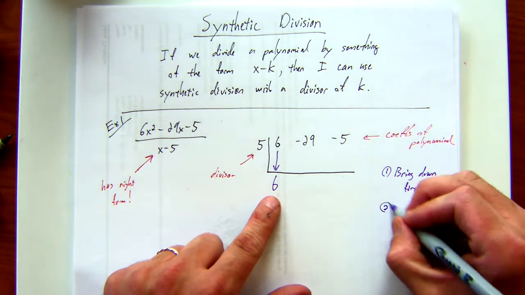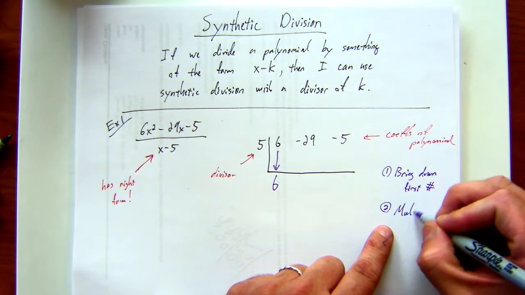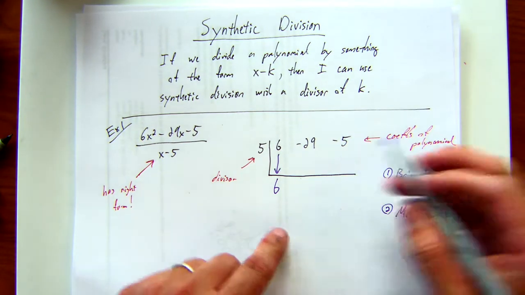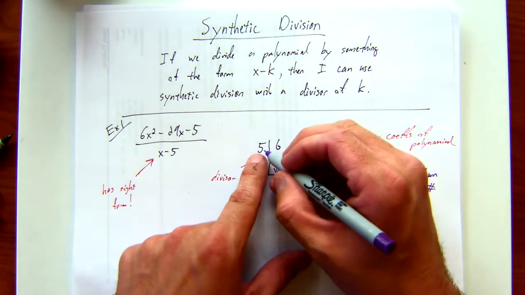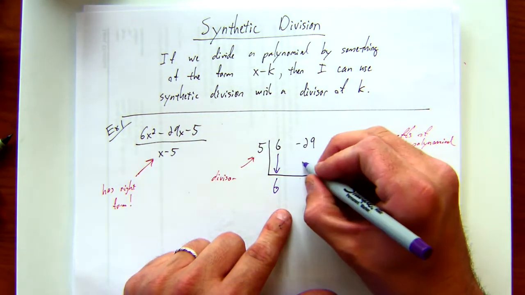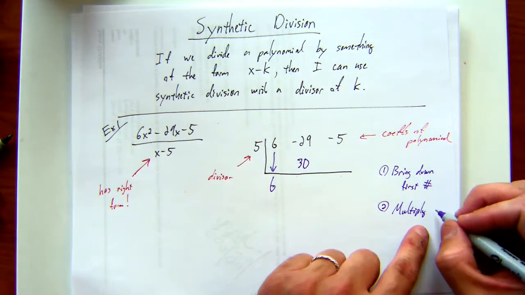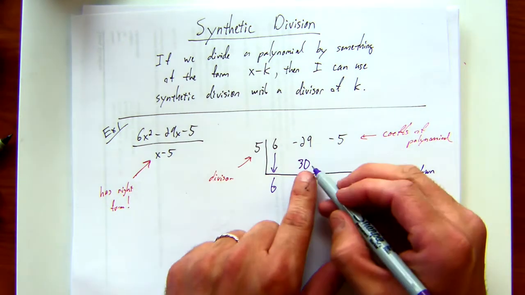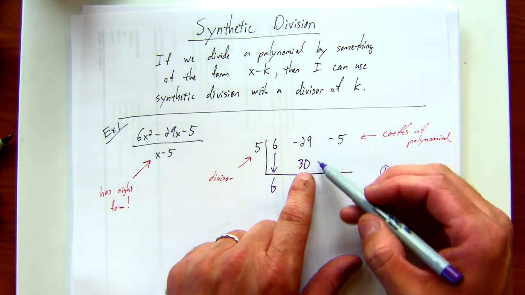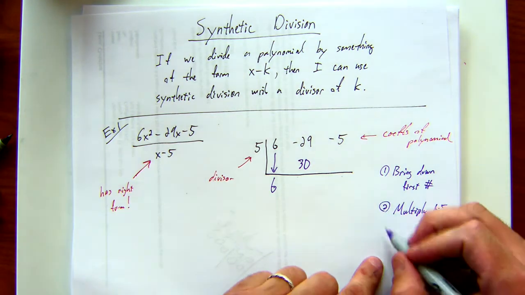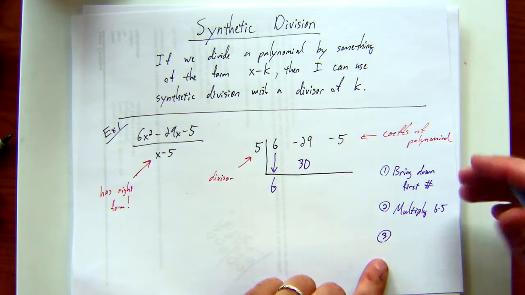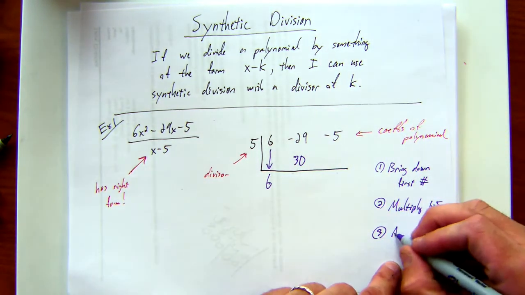Step 2, multiply this number, 6, and 5. So 6 times 5 is what? 30. Multiply 6 times 5 and put the product here underneath the next number. Now to continue on, you want to add the columns.